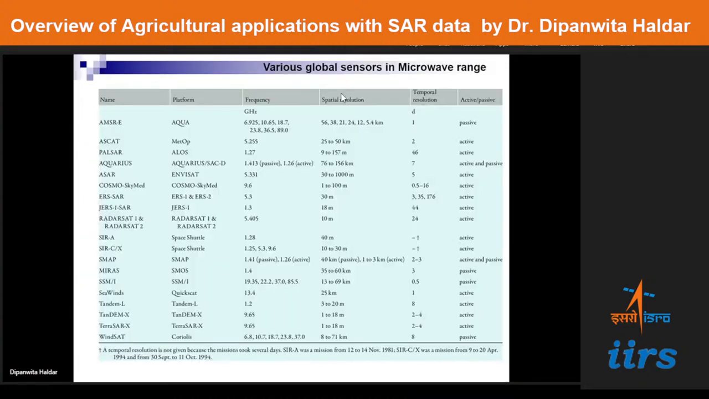These are some of the global sensors in the microwave range. I'll not discuss in detail, but you have so many sensors. Some are active, some are passive. It is enlisted here. So RADARSAT, as I was mentioning, is mentioned here. COSMO-SkyMed, IRS, these are all important sensors which have been tremendously used for their agricultural potential applications.